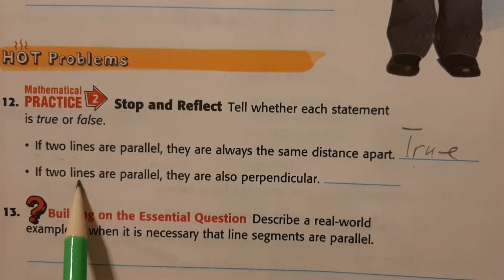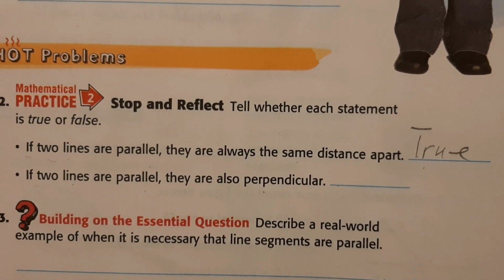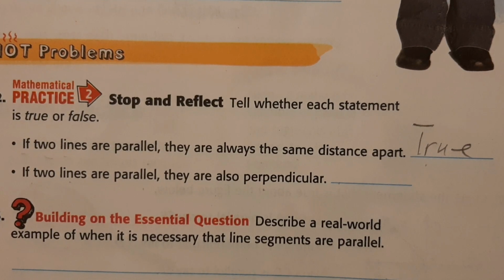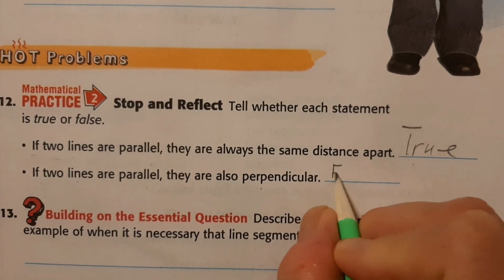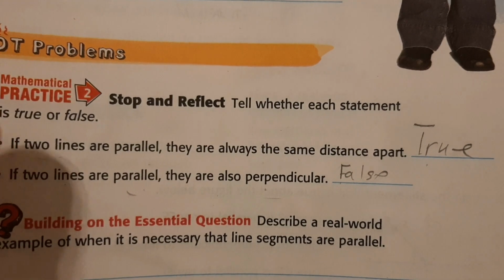Let's look at the next one. If 2 lines are parallel, they are also perpendicular. True or false? Go ahead and write that. Did you write false? Yes, that is false because a line cannot be parallel and perpendicular. Those are actually opposites.